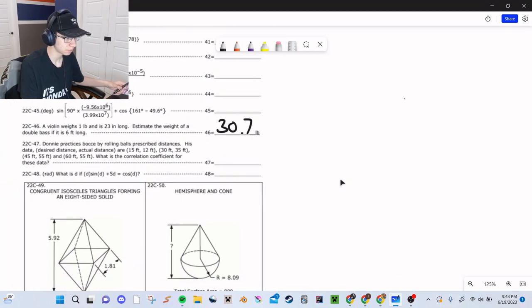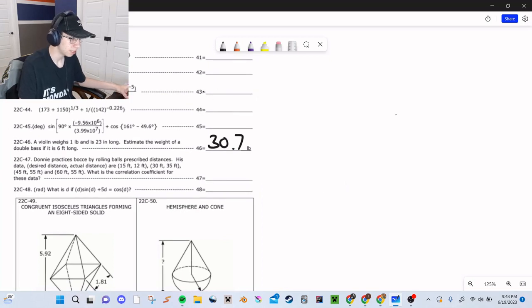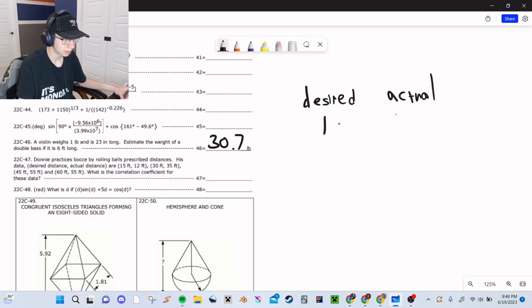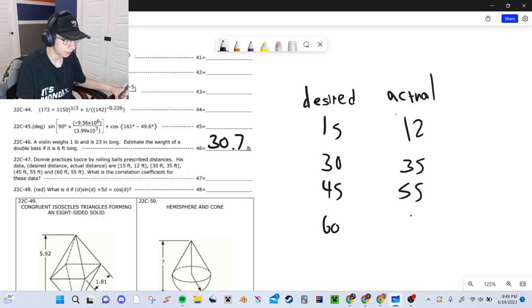Okay, 47. So Donnie practices throwing his balls at prescribed distances. So here let's put his desired distance and his actual. Yeah, 15, 30, 45, and 60. And here in the actual we have 12, 35, 55, and 55. And I want to know what the correlation coefficient for this data is, right? Correlation coefficient.